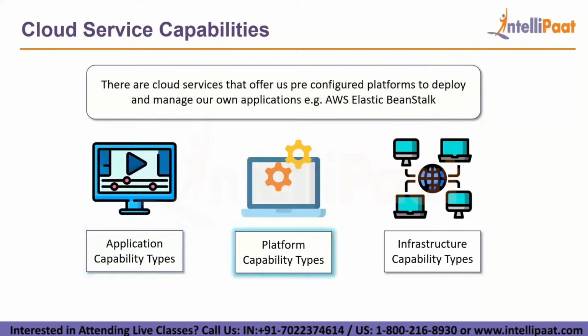Then comes platform capability types. These are the cloud services that offer us pre-configured platforms to deploy and manage our own applications, such as AWS Elastic Beanstalk. If you have ever used AWS EBS, EBS stands for Elastic Beanstalk. The reason why it is so popular is because it provides a pre-configured hosting environment. All you have to do is specify the requirements that you need for a platform, such as the software, the operating system, the version of the software that you want to be installed, and the configuration that you need for that software, and that's about it. You can also specify the deployment steps, such as firstly, copy all the code into one particular directory, then run these tests.